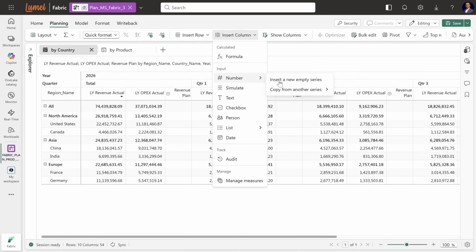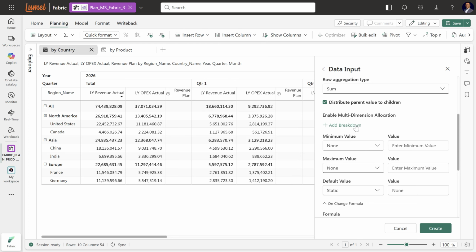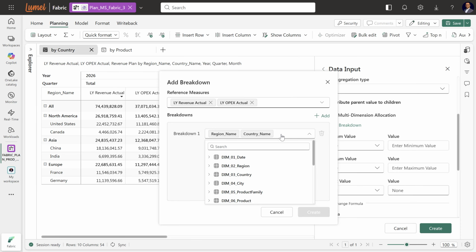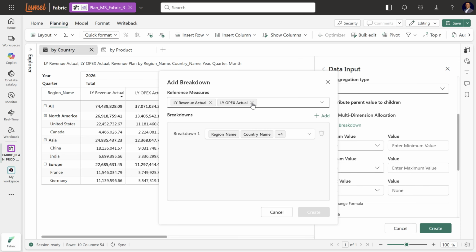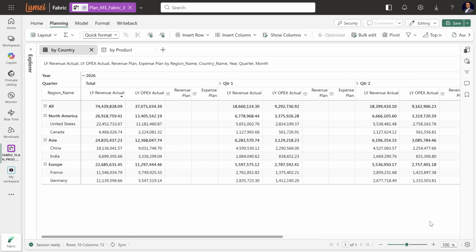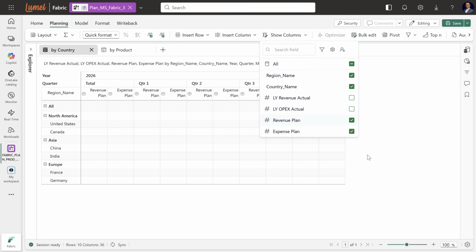Now we create our second measure. We name it Expense Plan and add the breakdown. Repeating the same steps, we include all the six dimensions and retain the same reference measure. To allow better visibility, let's hide the native measures.